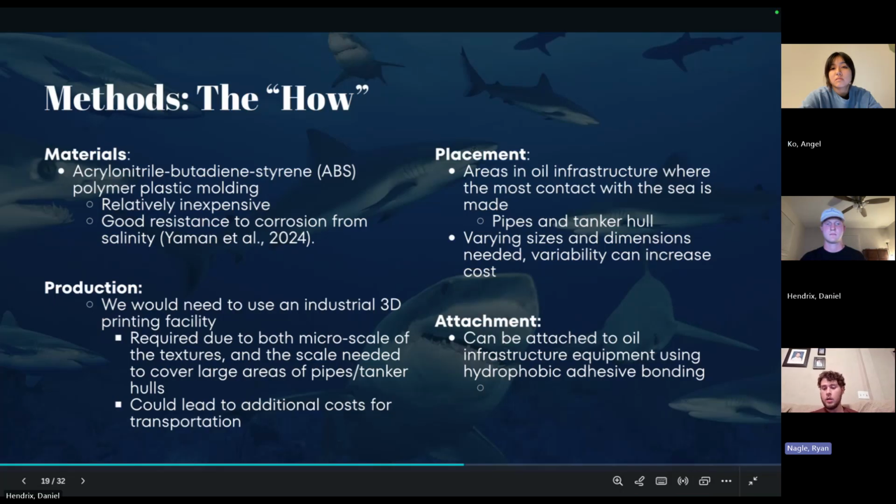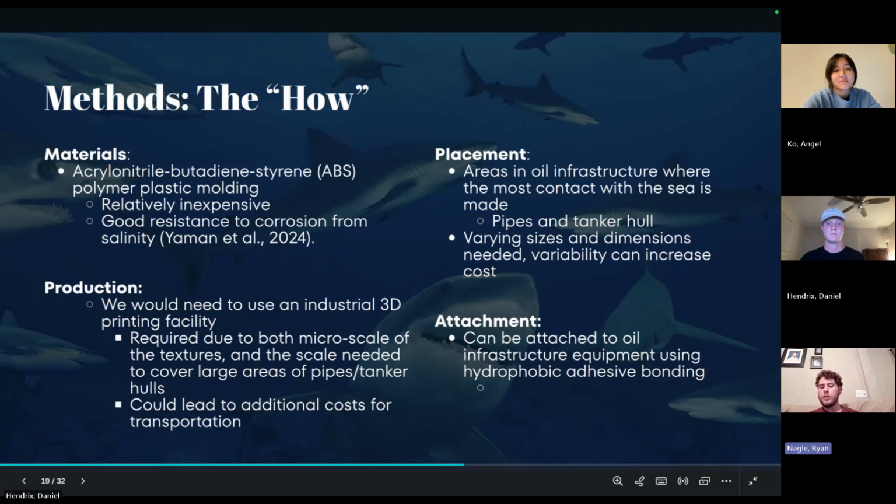When it comes to production, we decided that it would be best to use an industrial 3D printing facility, because obviously 3D printing is going to be necessary to get the intricacy of the tiny microscopic microtextures, and to be able to print that with quality. The thing with that, though, is there could be additional costs incurred when it comes to transportation of materials, resources, and machinery from the areas where they're being sourced.